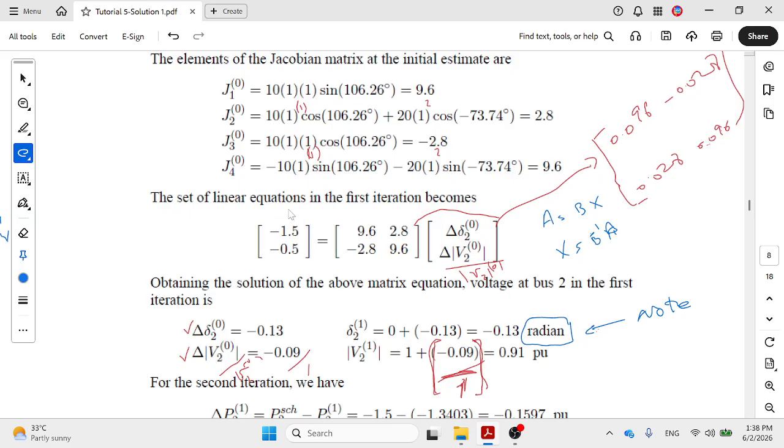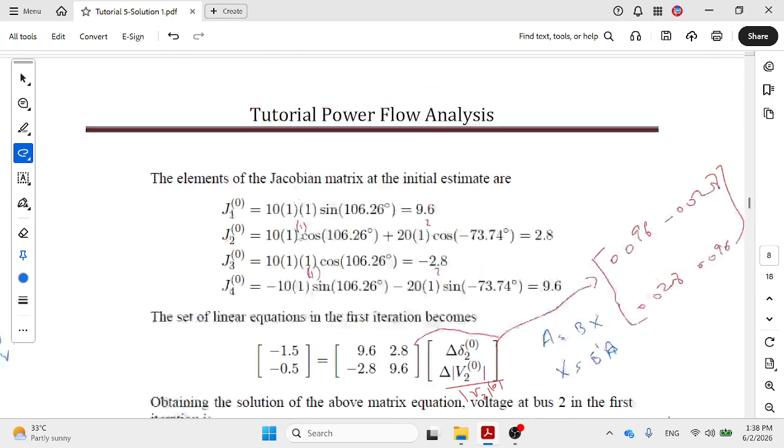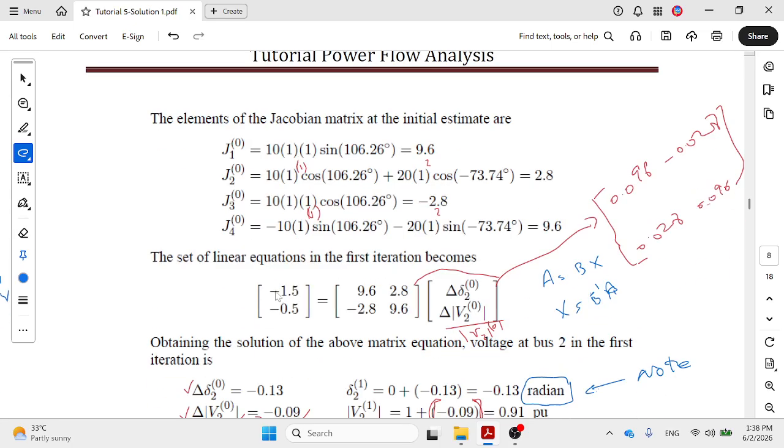Then we know the delta, we know the mismatch value, we know the Jacobian matrix. You know how this one is calculated, this one is this value. Then you have to find out the inverse of this matrix. You can use your calculator or AI.